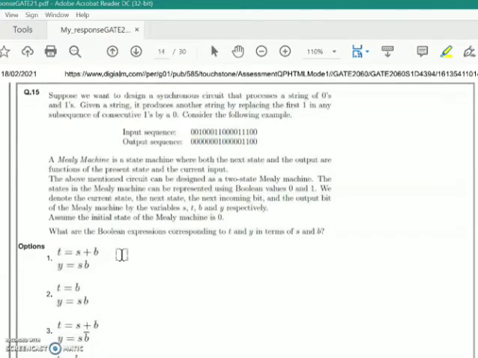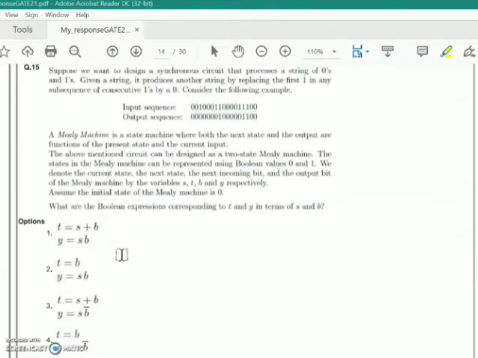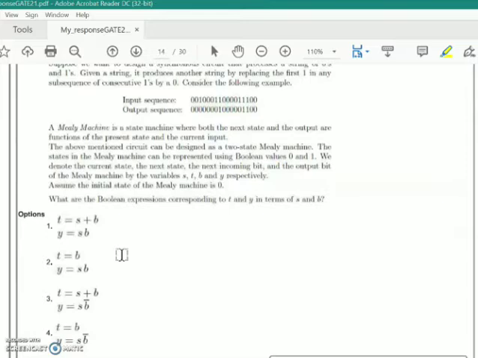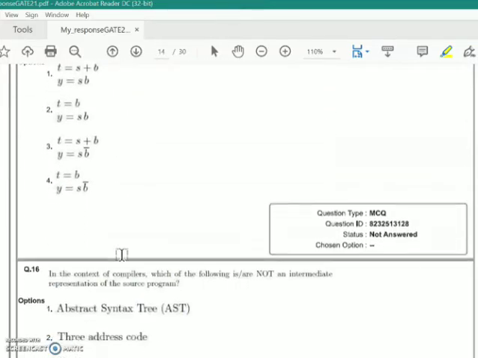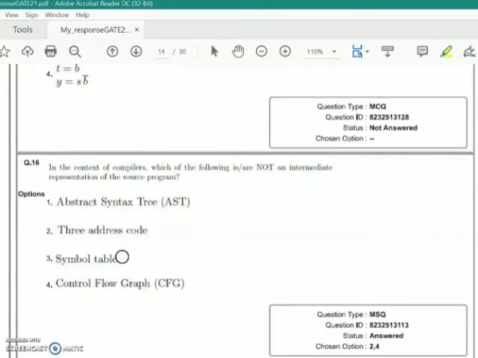Question number 15. The input sequence is given. The output sequence is also given, and the Mealy machine. What is the Boolean expression for it? The Mealy machine. Question number 16.